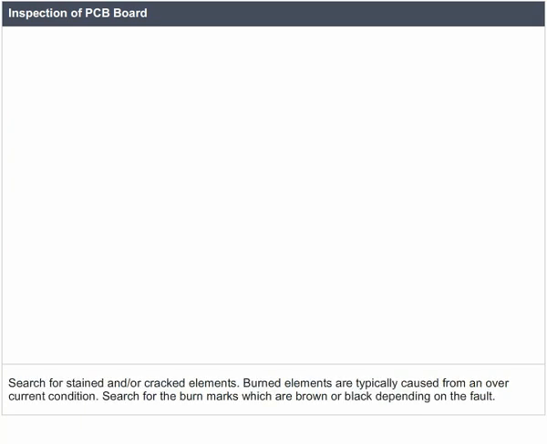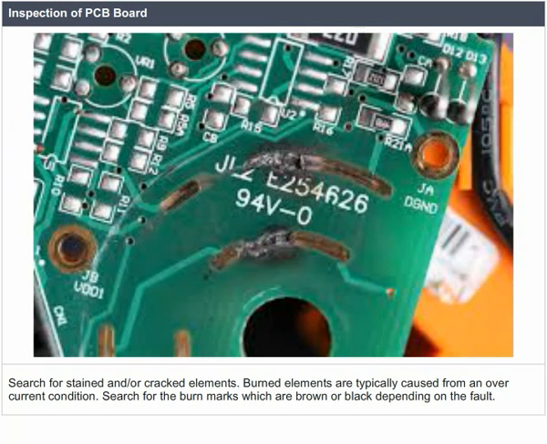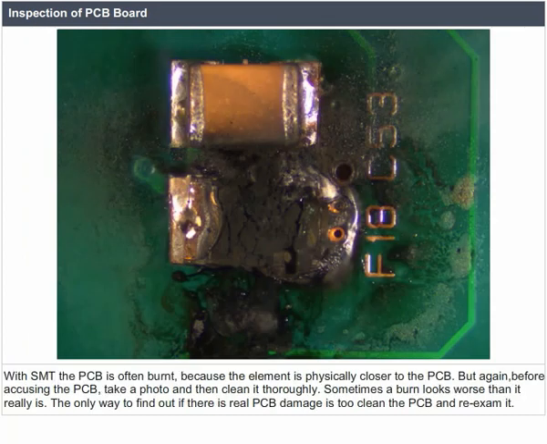Search for stained and or cracked elements. Burned elements are typically caused from an overcurrent condition. Search for the burn marks, which are brown or black depending on the fault. With SMT, the PCB is often burnt because the element is physically closer to the PCB.